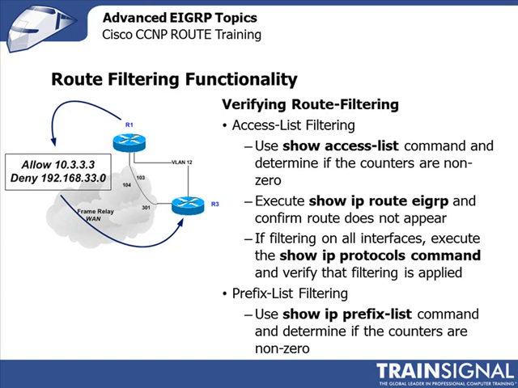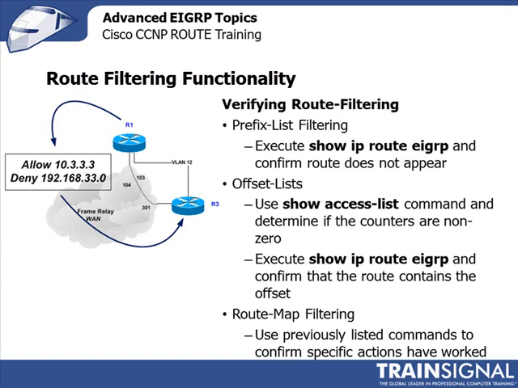For prefix list filtering, do show IP prefix lists, and again, it's very similar to what's going on in the access lists. You can also use the show IP route EIGRP and make sure the routes you're trying to filter using the prefix lists are not there. For offset lists, do the show access list, make sure it's incrementing. Do show IP route EIGRP and look and see what the metric is and that it's actually incrementing the way you expected. For route maps, use all the commands we've talked about up till now, whether you were using prefix lists or other aspects in the route map. Actually make sure they're doing what they're intended to do.